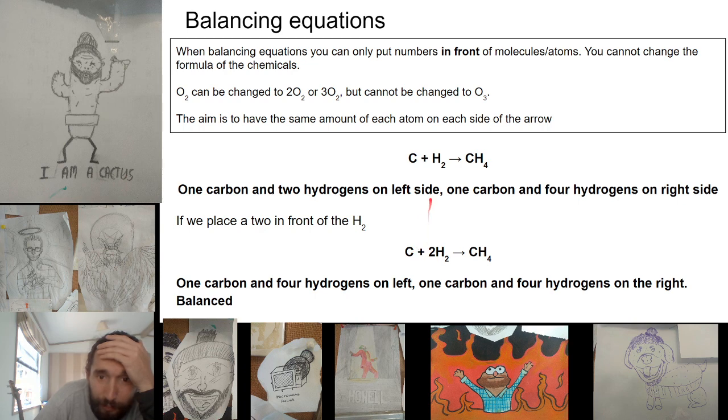So instead of C plus H2, I have C plus 2H2. That means each carbon reacts with two H2s to make CH4. Here I've got one carbon on the left, one carbon on the right, four hydrogens on the right, and 2 times 2 hydrogens here, which is 4 hydrogens on the left. So this one is now balanced. I'm going to show you how I do just one more, and then I'll give you some work to do.